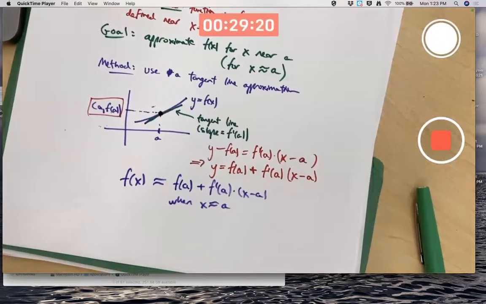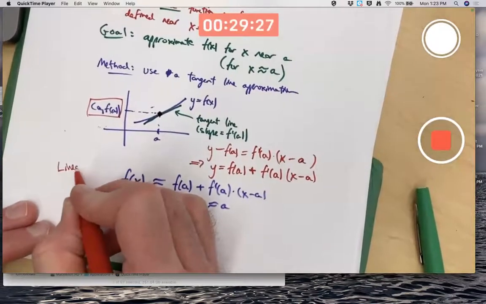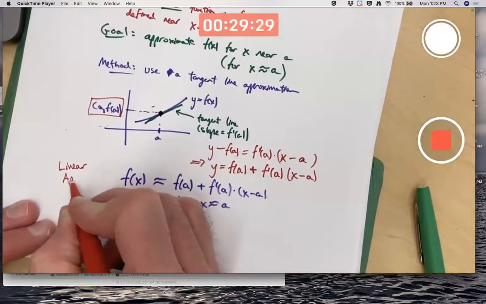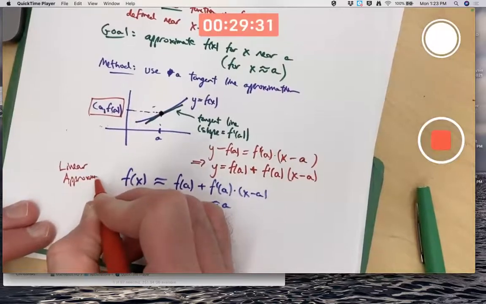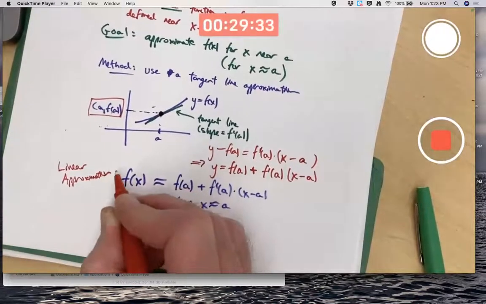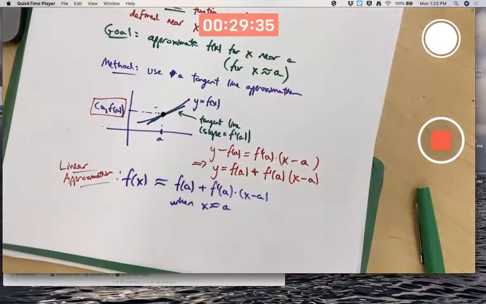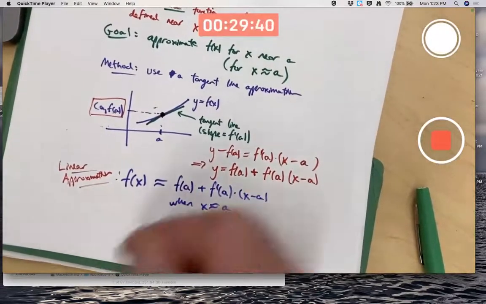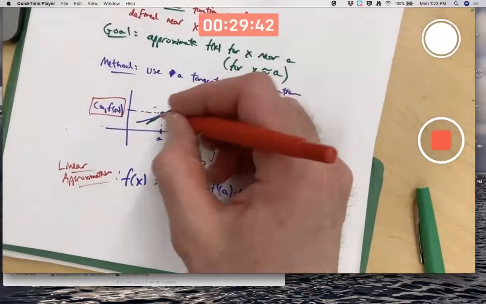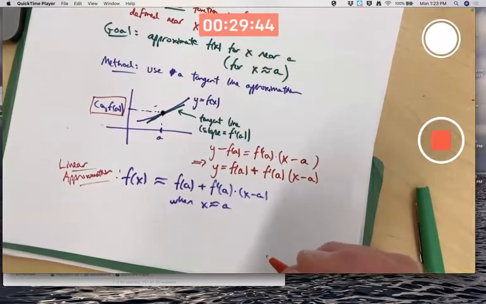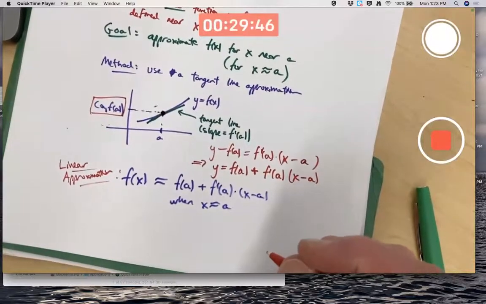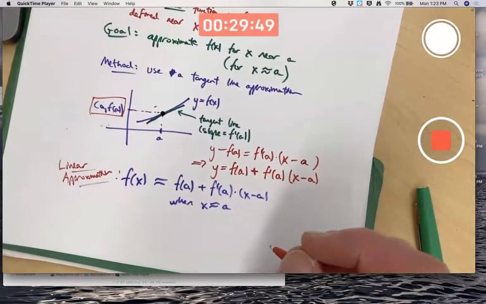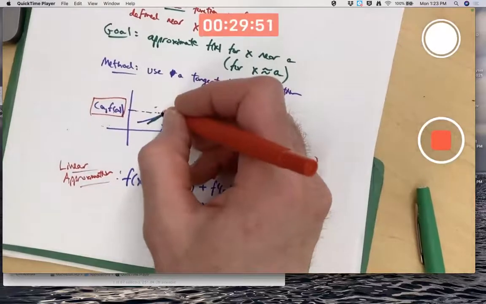That's called a linear approximation. I'm using a line, the tangent line, to approximate the function f. Do you have to use the tangent line? I mean, couldn't I draw other lines in here that are pretty good approximations to f? You could, but certainly the tangent line is the best one to use. It most closely matches the curve near a.